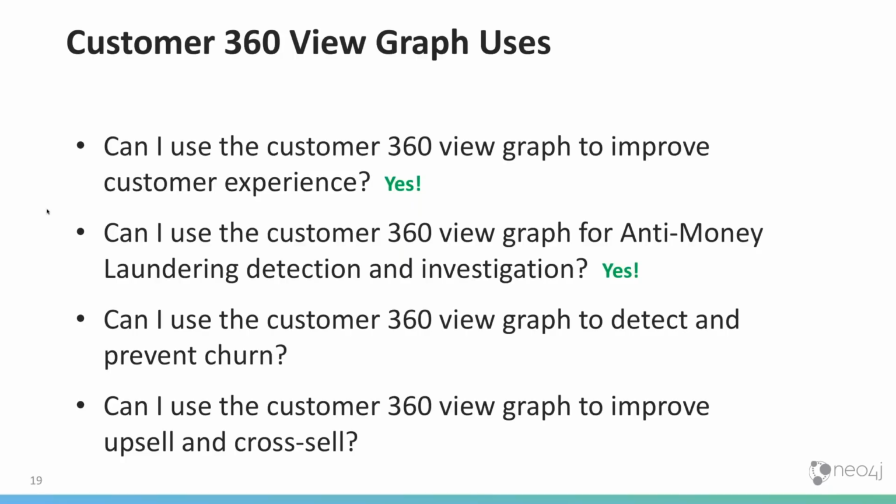So if you start seeing strange behavior, different accounts sending money into them, and they're not a business, then that could be suspicious, right? If they start opening all sorts of new accounts and sending new money all over the place, that could be suspicious. So when you have a full view of all their data, you can more readily spot outliers, different behavior than the norm. Can you use that 360-degree view to detect and prevent churn?